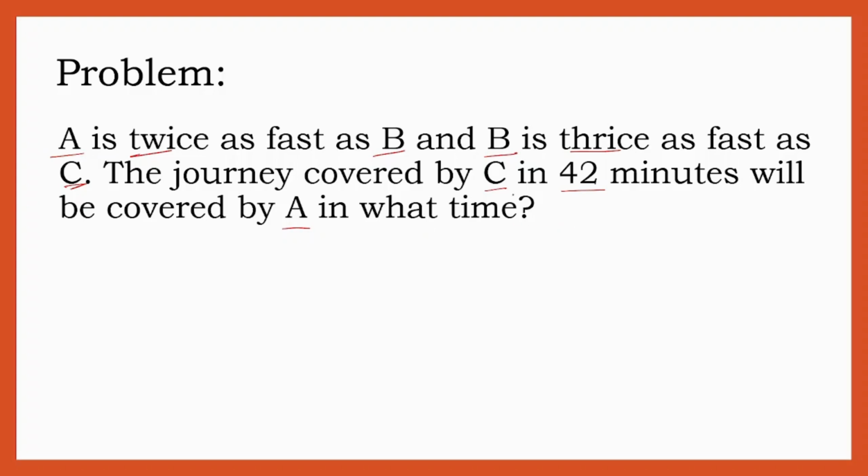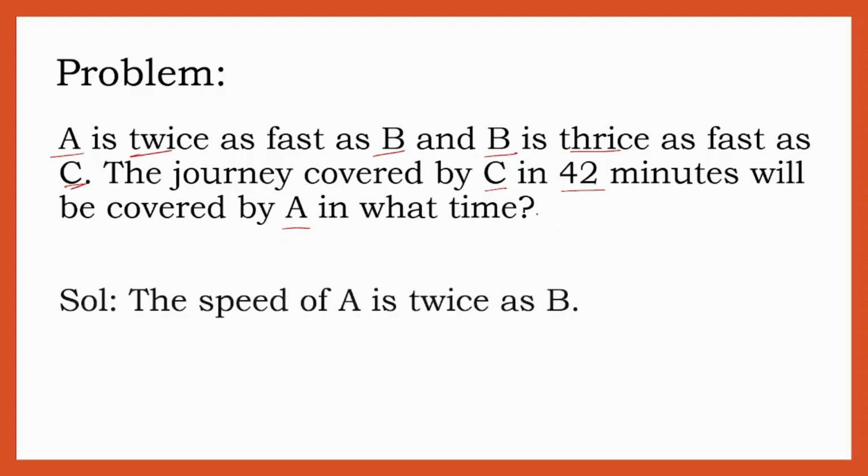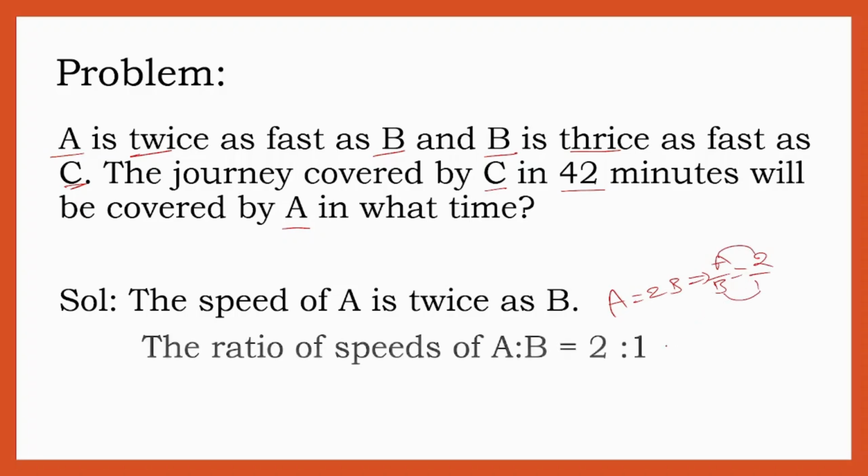Now the speed ratios are given here. Let us discuss that. The speed of A is twice that of B. That is A equals 2 times B. This implies A by B equals 2 by 1. This means A equals 2 and B equals 1. So the speed ratio is 2 is to 1.